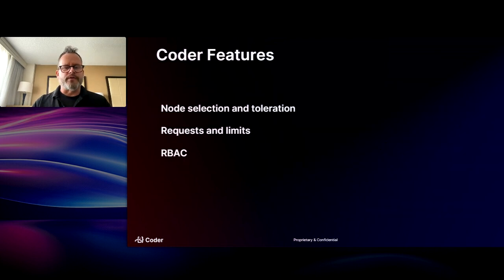So the Coder features that we need to look at, we need to look at node selection and toleration. We need to look at requests and limits as well, and then we need to talk about RBAC.